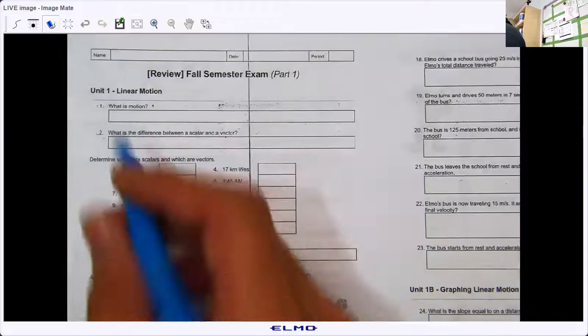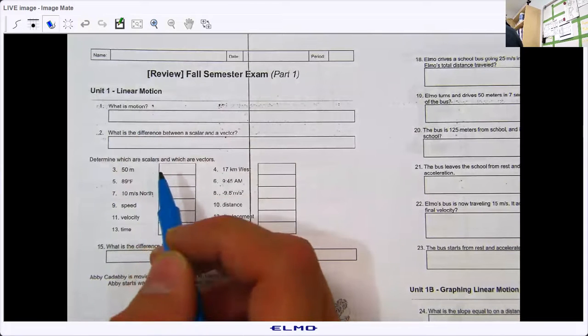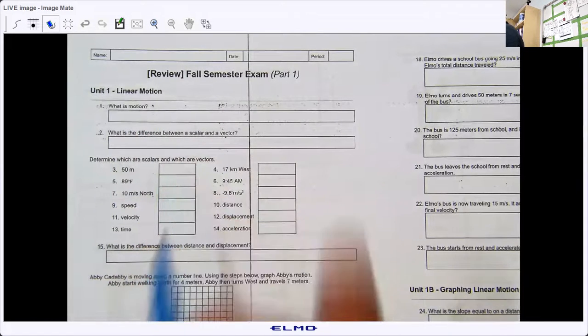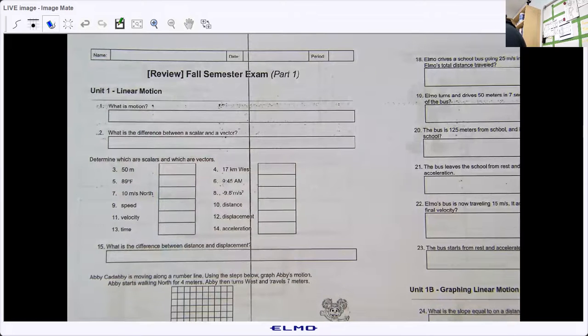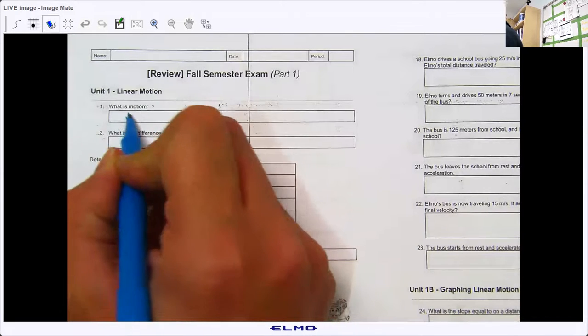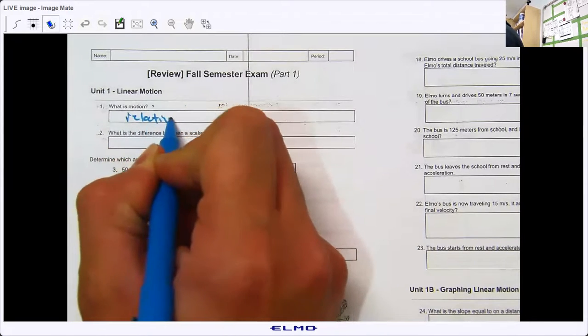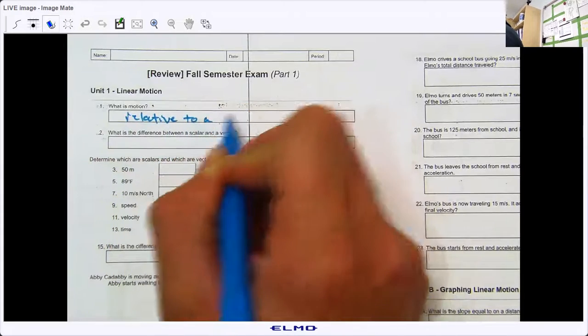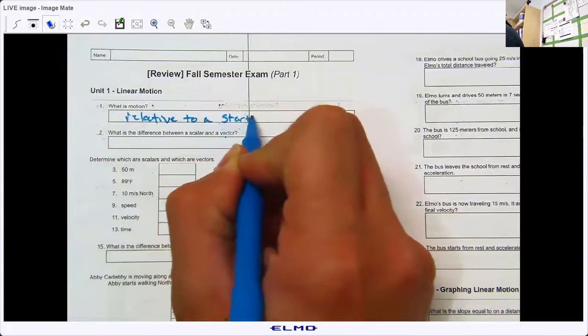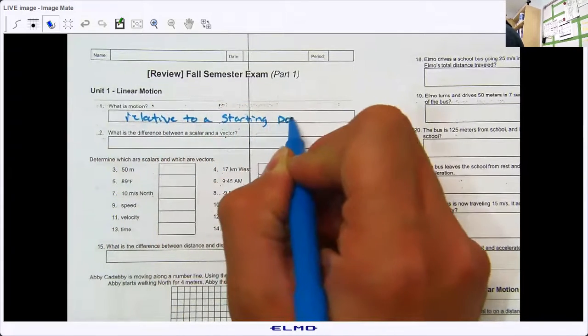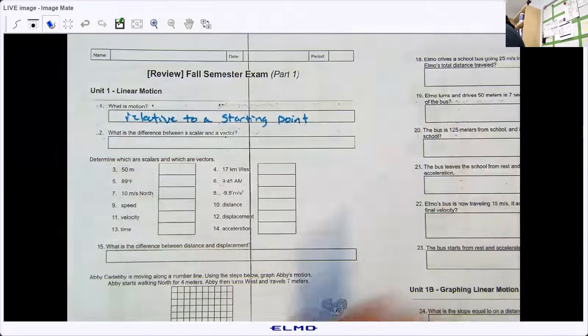What is motion? Motion is when an object changes its position relative to a starting point. It's when an object changes its position relative to a starting point.